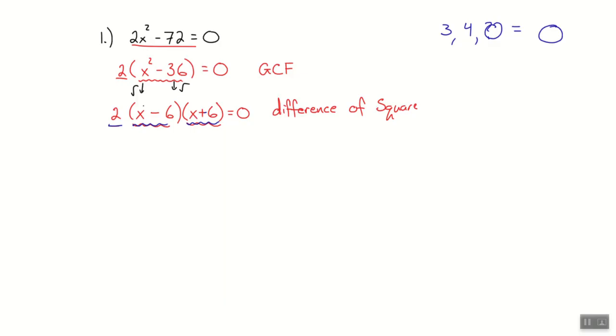Now, here's what we have to do. If I know that together when we multiply them, it's 0, then we have 3 possibilities. This first factor could be 0. And I'm going to write this, is this true ever? Is there a value of x that makes that true?